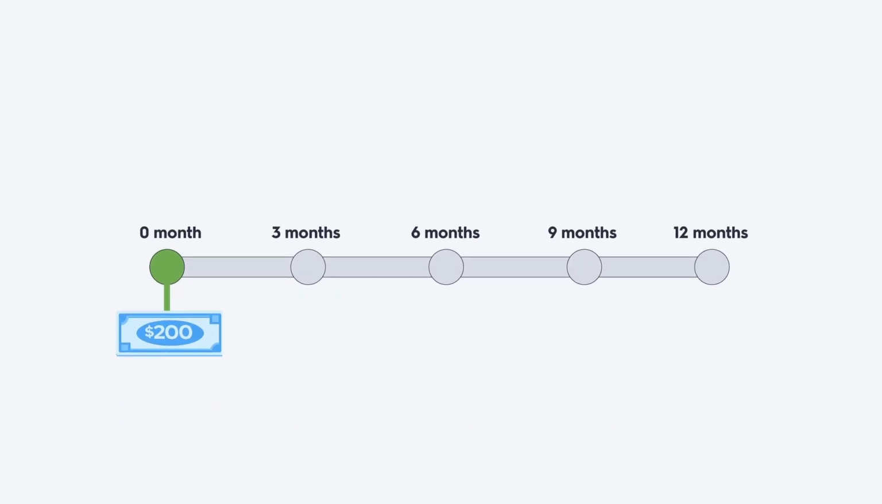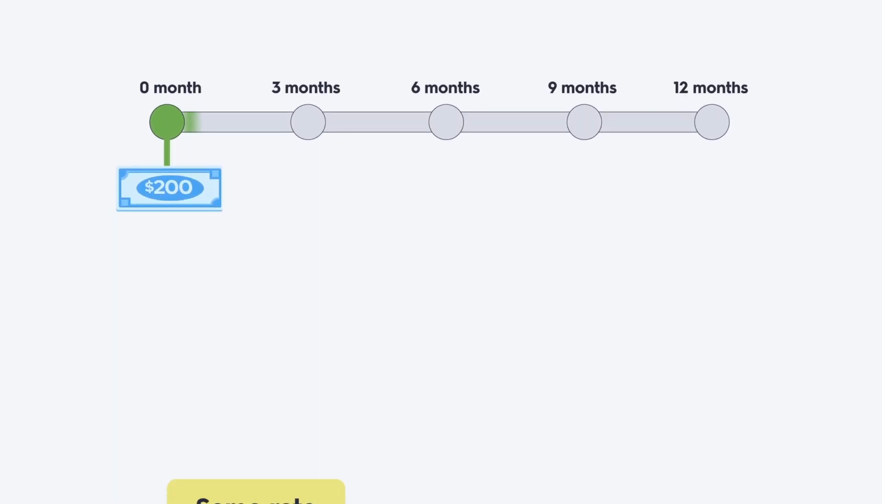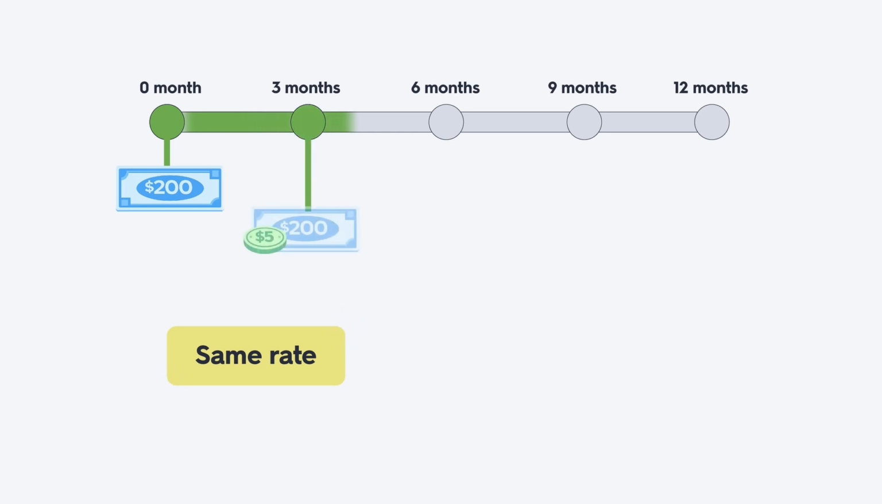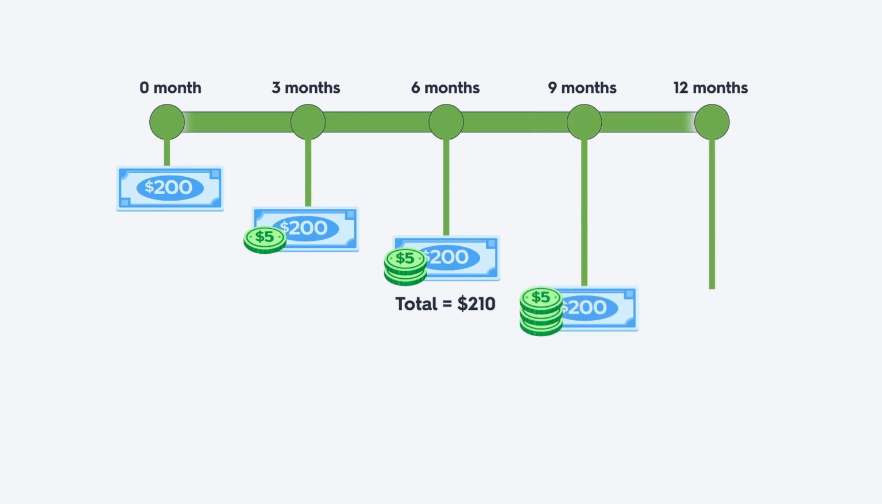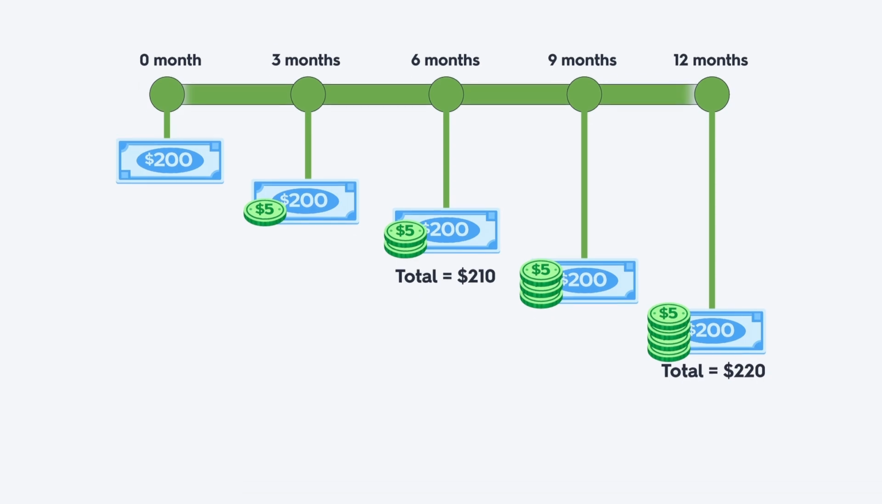Now notice what that tells you about time. If the rate stays the same, interest scales with time. So a full year would usually mean about double the interest. 6 months was $10, so 12 months would be about $20.